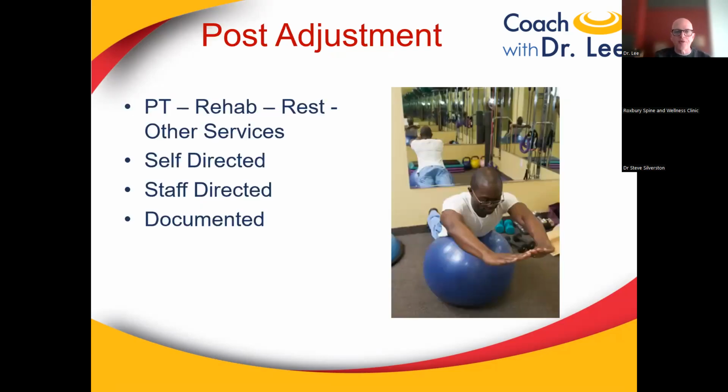Post-adjustment, whatever PT, rehab, or traction that you perform, again, can it be self-directed? It was transformative in my practice when I learned that I could teach patients to turn on intersegmental traction. It saved me 300 times a week from walking around my office to the other side, putting the headrest paper down and setting the timer.